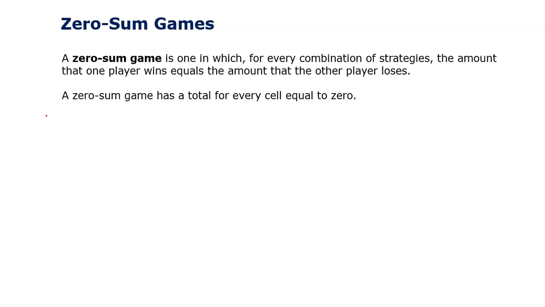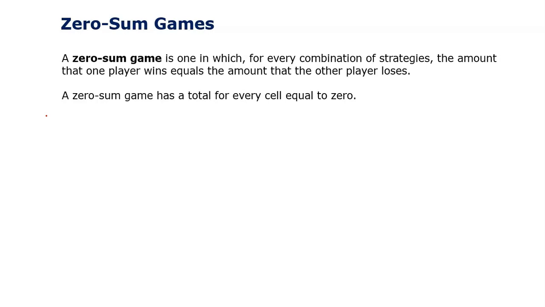Someone pays me more money than I paid. So I've taken someone's money. No one really, in that scenario, wins overall. Well, one person does, but only when someone else loses. So a zero-sum game is one in which for every combination of strategies, the amount that one player wins equals the amount that another player loses.